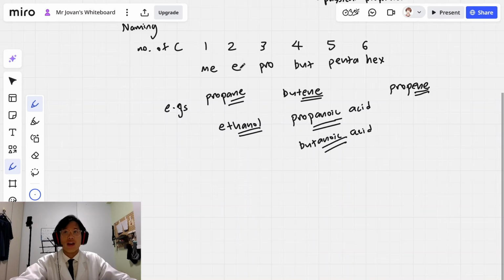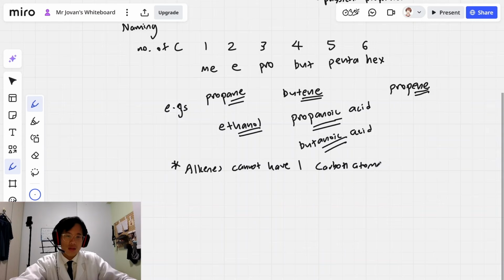One note is that alkenes cannot have 1 carbon atom. Why do you think so? Later we're going more in depth into alkenes, but just a prelude is that alkenes have a C=C double bond. So to be an alkene, we need at least 2 carbon atoms double bonded to each other. So it's impossible for an alkene to only have 1 carbon atom. Therefore, you will never see an alkene called methene. Alkenes will start from ethene, then propene onwards. So there's no methene. This doesn't exist.